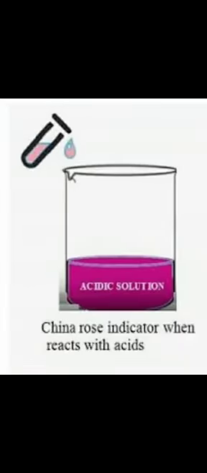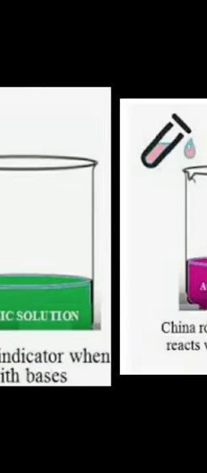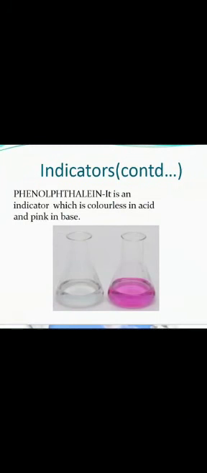See, in this way we can get the China rose solution. China rose petals are put into the warm water and one light pink color solution is formed. When this solution is added into the acid, it forms the dark pink color. It gives us the magenta color which shows the presence of the acidic solution. And when this China rose indicator is added into the basic solution, it gives the dark green color. In this way, by changing the color, China rose indicates that the given solution is acidic, neutral or basic in nature.